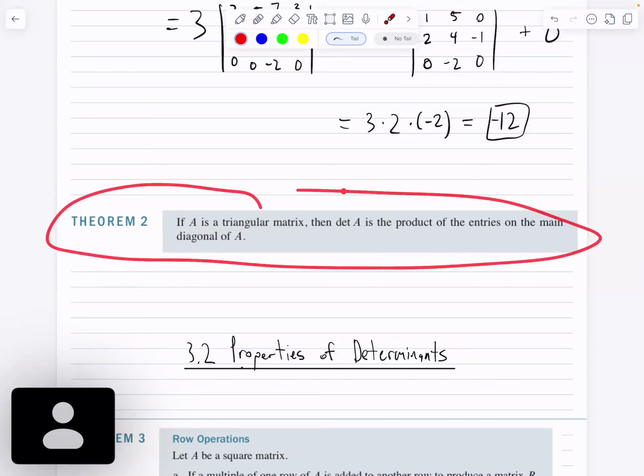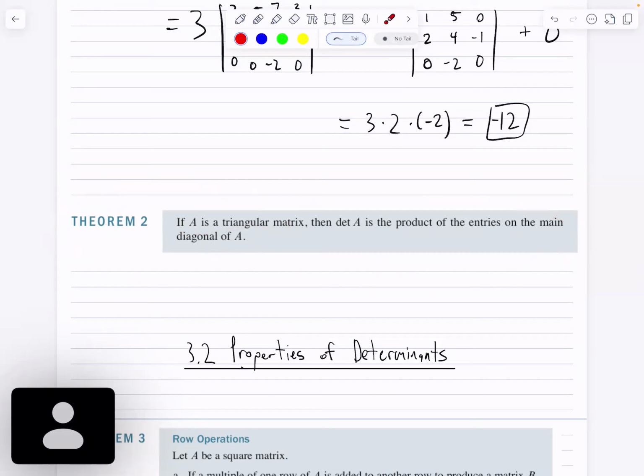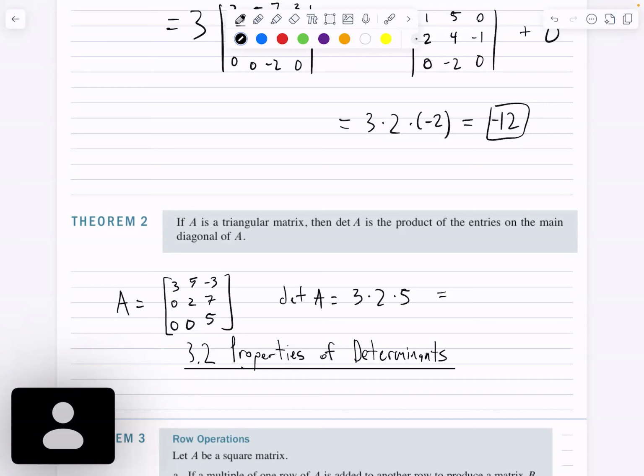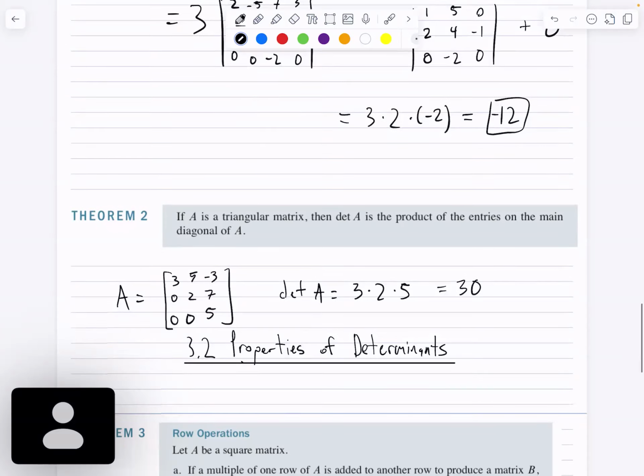And so that is going to be really, really helpful. So for instance, if A is the following matrix, 3, 2, 5, 0, 0, 0, 4, 5, -3, 7, it doesn't matter what the top entries are. The determinant of A is just the product 3 times 2 times 5. And so that's going to be what, 30? And so triangular matrices have really, really easy determinants. You just take the product of the diagonal.